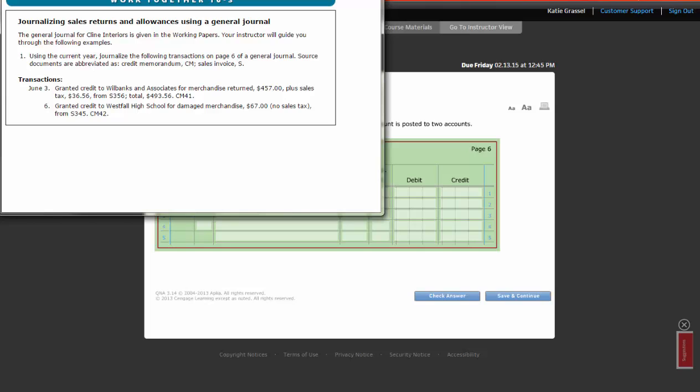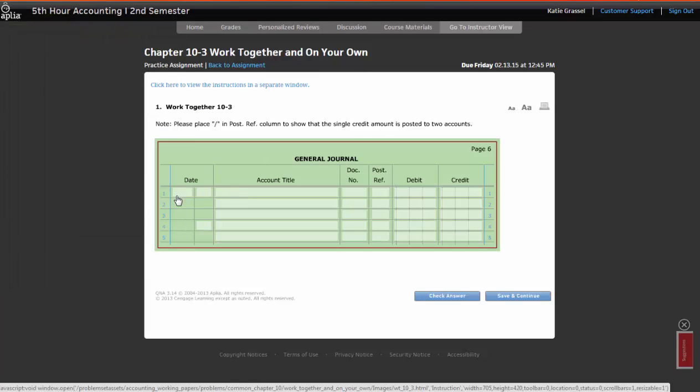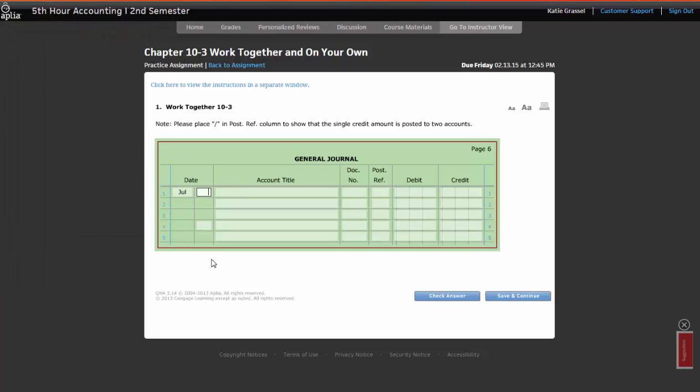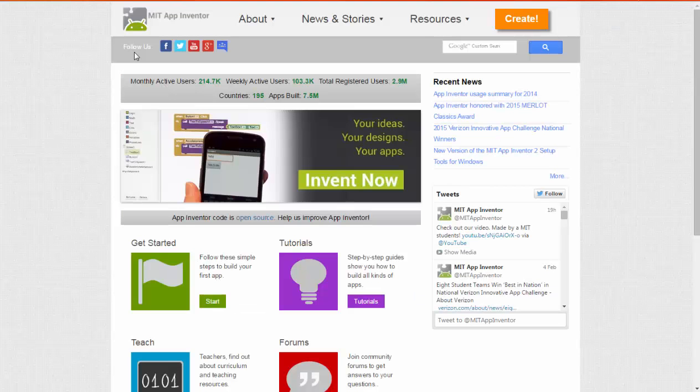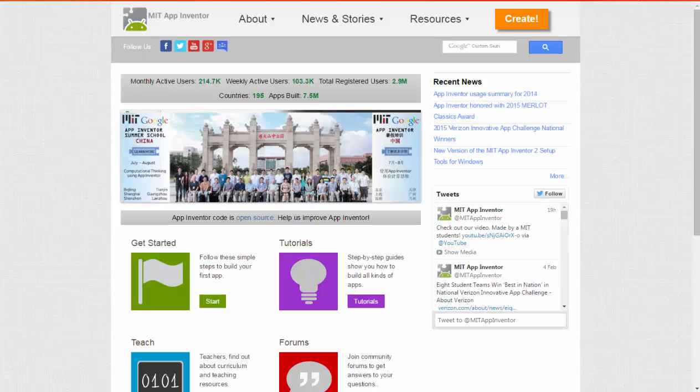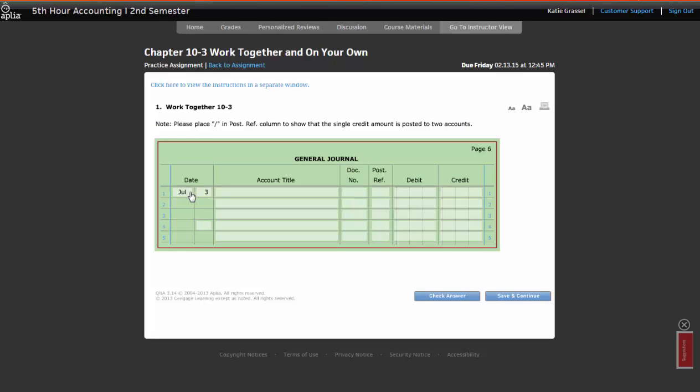It does tell us that we're going to be journalizing on page 6 of our general journal, so page 6 is already on there. Let's go ahead and put the date on there as of June 3rd. You're right, it is June, not July. I guess I wanted it to be July in my example. Look at that. Even switched tabs. How's that? That better?